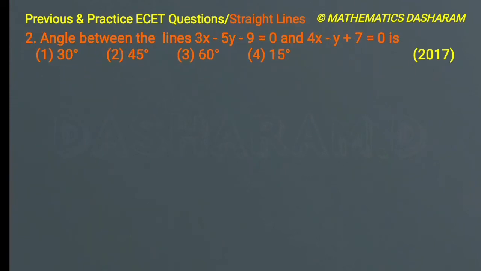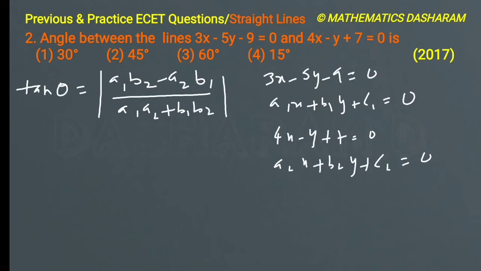Next question. Angle between the lines 3x minus 5y minus 9 equals 0 and 4x minus y plus 7 equals 0. This question was asked in 2017. So the formula is, now compare the first equation with this and the second equation with this, and substitute the values in the formula.